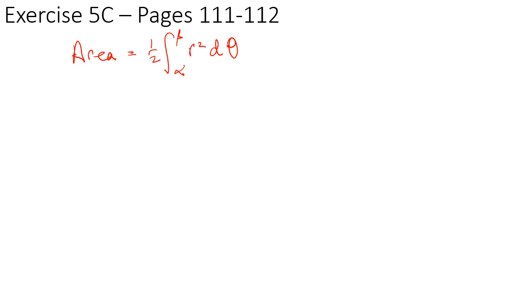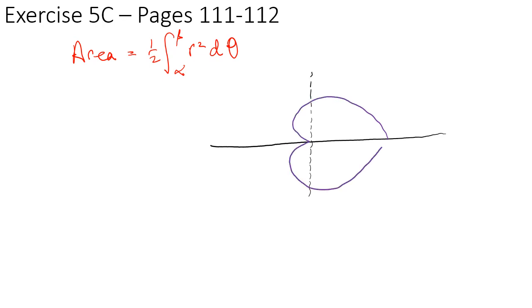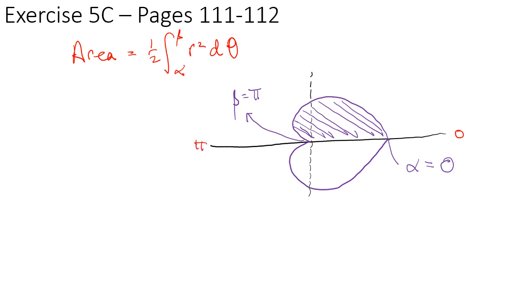The way you're going to find your limits, let's just have a dotted line from our initial line like this, is once we've got our curve, whatever that is, and normally these things are maybe symmetrical, look at the angle where it starts and the angle where it finishes. So if I was working out this area, I would say that alpha equals 0 and beta equals pi, and then work out that area and double it, not forgetting that my initial lines here are at 0 and pi, and then here I have pi over 2 and 3 pi over 2.